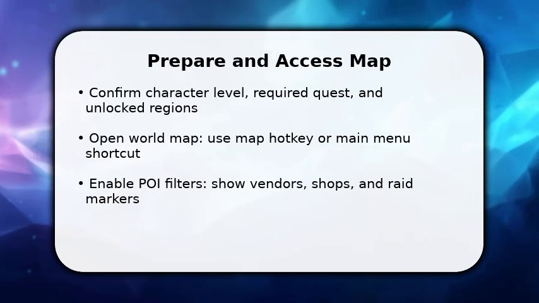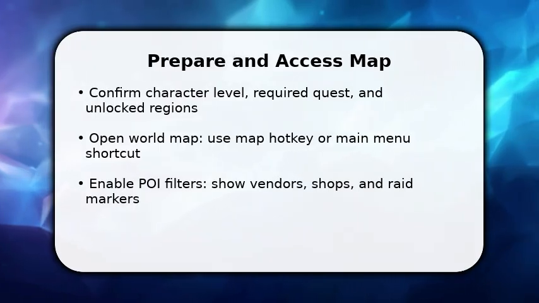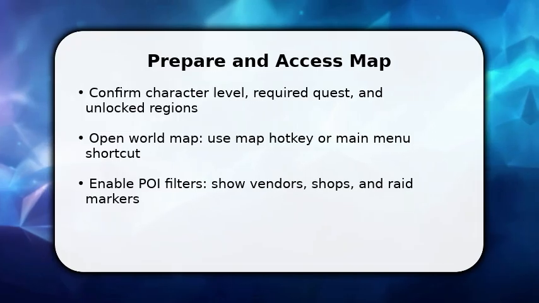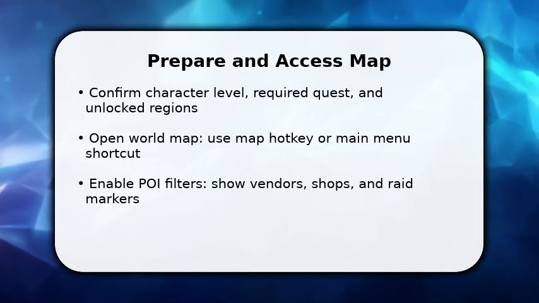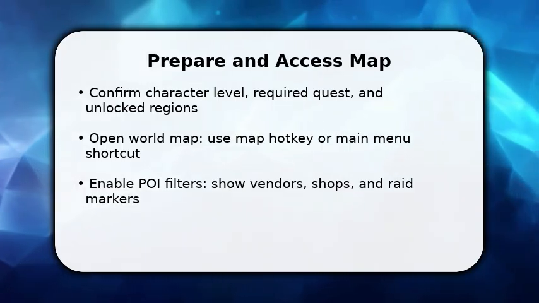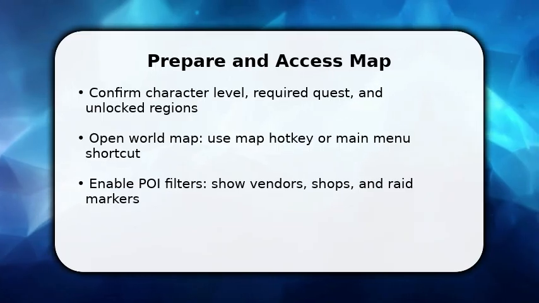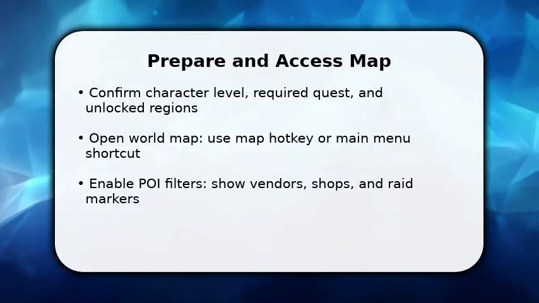You first confirm prerequisites, your level, any quest unlocks, and required faction access so you can actually see the raid shop. Open the world map now and activate vendor and raid point filters so only relevant icons appear. Once done, zoom to the region where raid activity is recorded. This narrows searches and saves travel time.